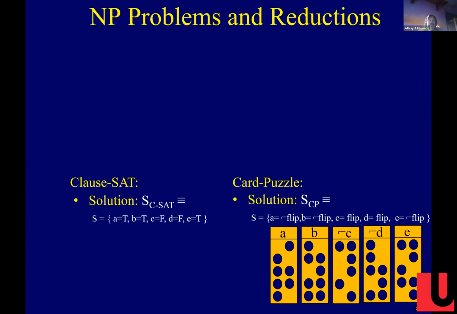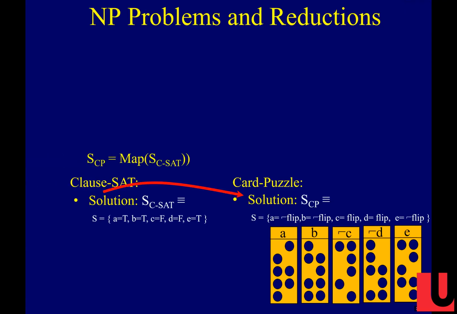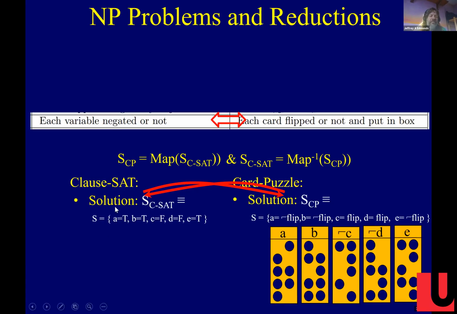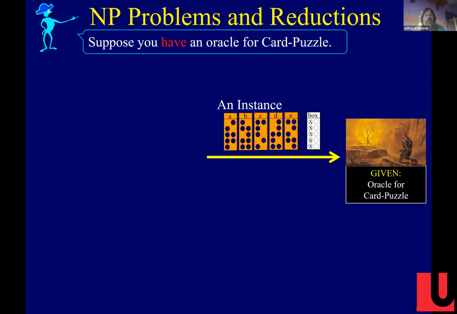All right, so now we get a mapping between the solutions, and this mapping does need to be a bijection, or at least it's easier if it's a bijection. It doesn't have to be a bijection, but ours is. Basically, if a variable is set to true in the solution, then we don't flip the card. And if the variable is false, we do flip the card. Does that make sense?